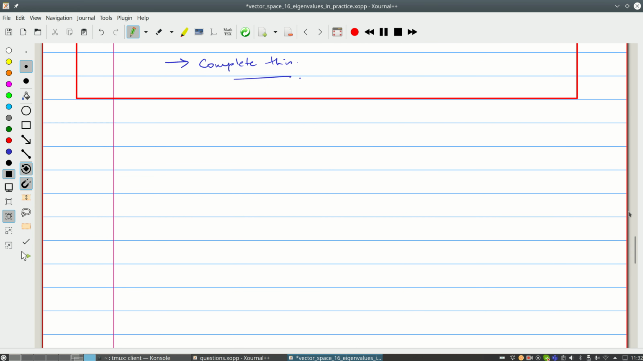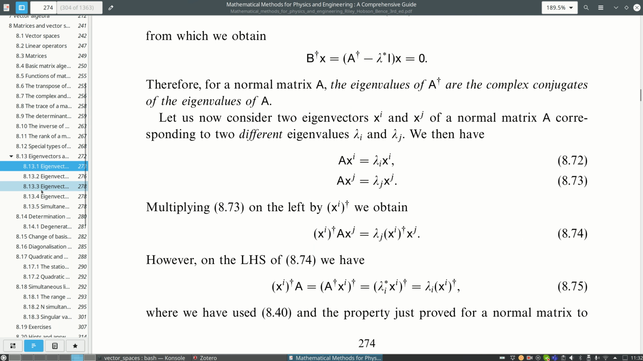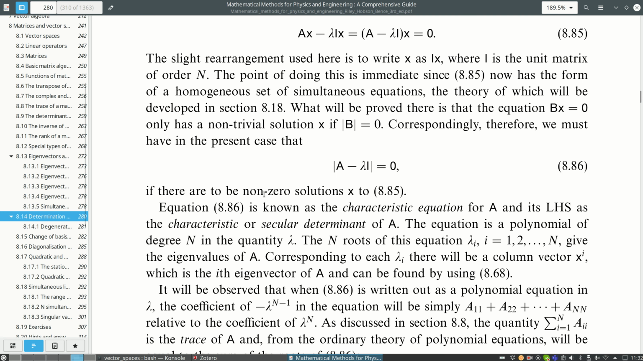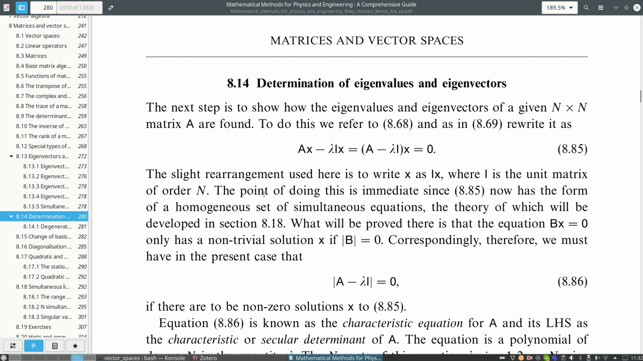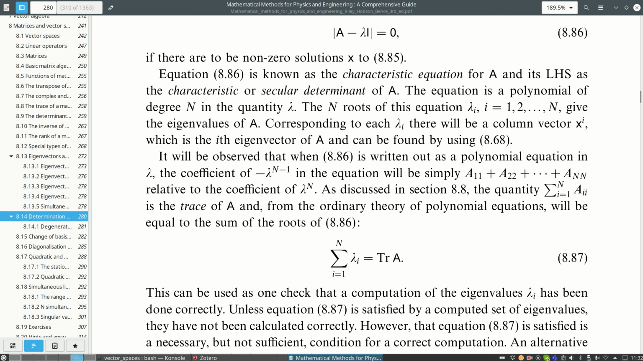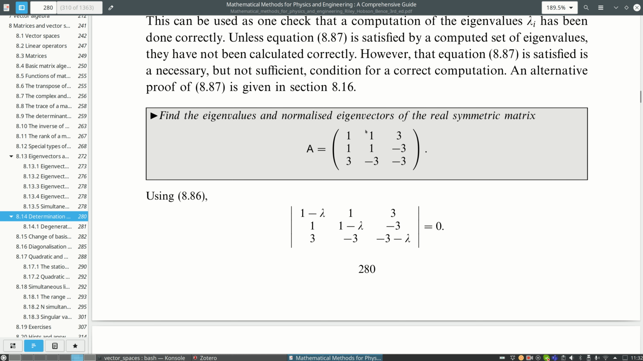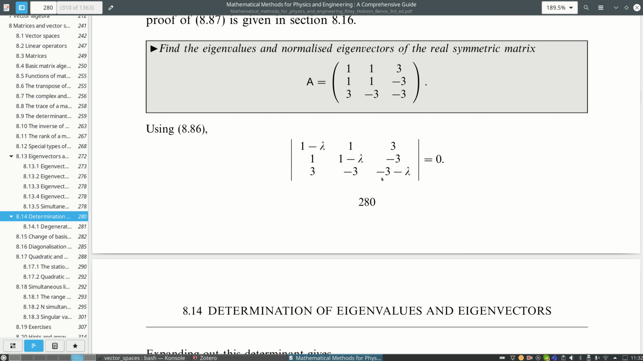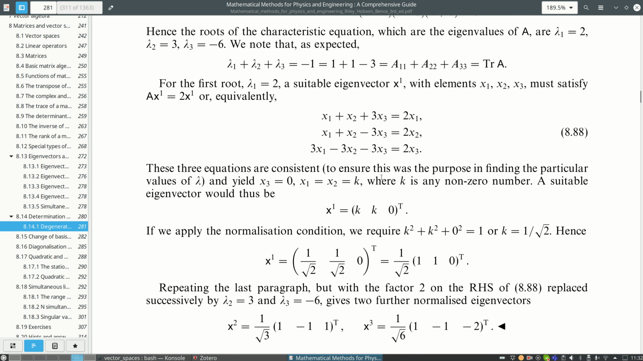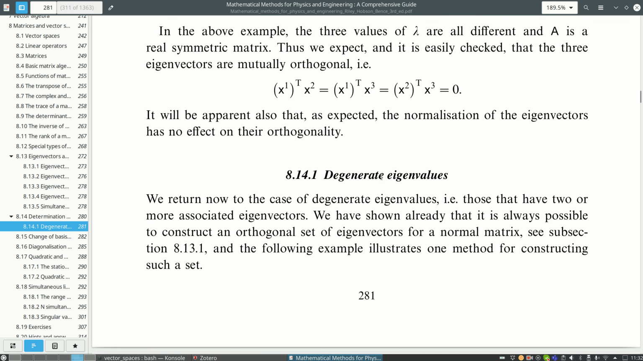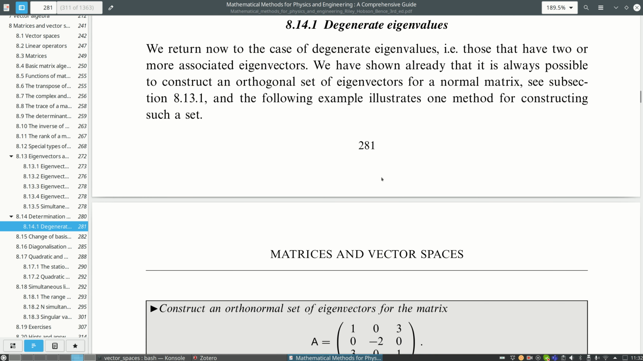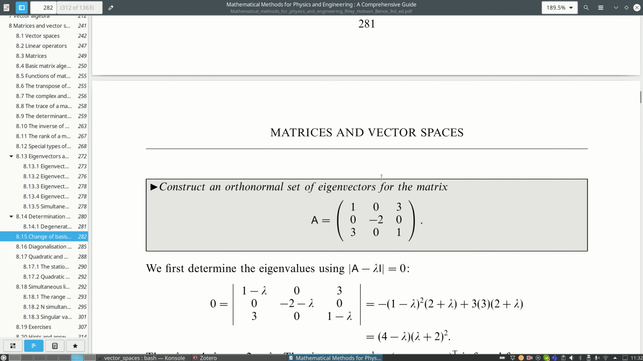Okay, now Riley, Hobson, and Bence have in this section, I think it's here. Yes. So this is section 8.14, determination of the eigenvalues and eigenvectors. In here, they actually look at a 3x3 example, which is something I'd like you to have a look at too. It's a real symmetric matrix. And they also have a look at the degenerate case, so the case where you have a degeneracy in the eigenvalues. And this is an example.